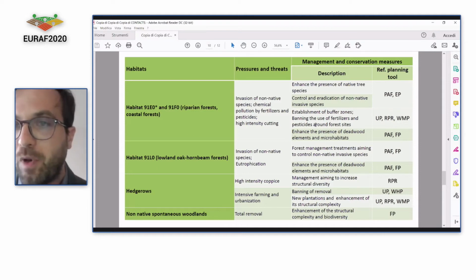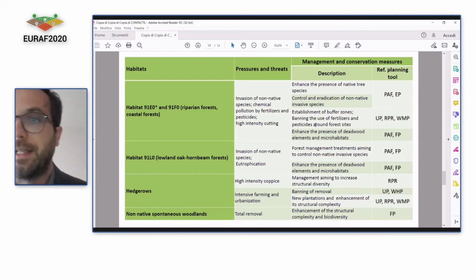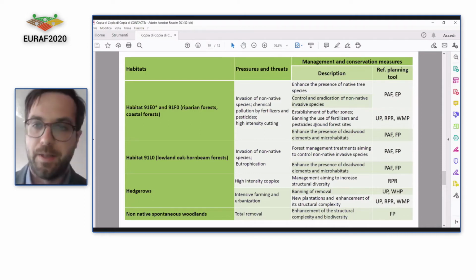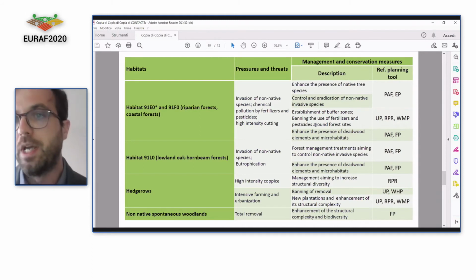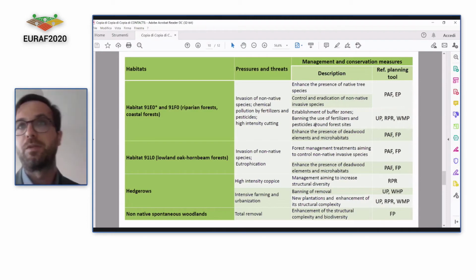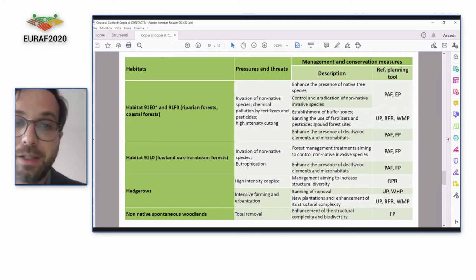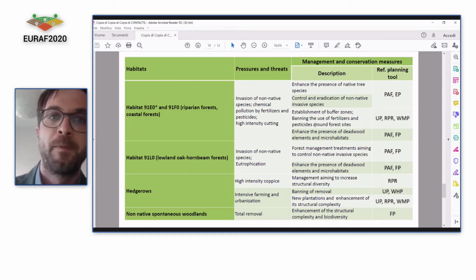Just some examples of these acronyms are related to the PAF with its Natura 2000 plan, or the UP urban plan, or a rural policy regulation, or the WMP water management plan. All are considered part of the management and enhancement of these natural elements.